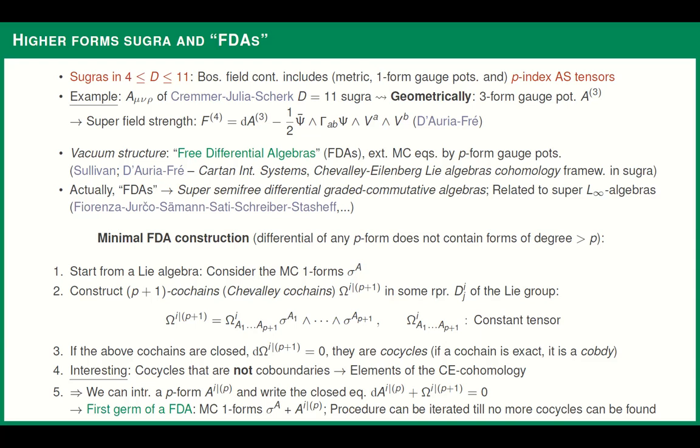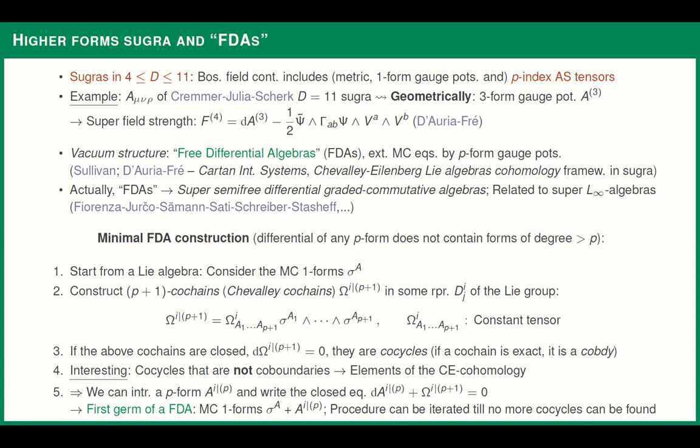We start from an algebra, and we consider Maurer-Cartan forms fulfilling the Maurer-Cartan equations. Then we construct (p+1)-cochains, Chevalley cochains, in some representation of the group, where this object here is a constant tensor. If these cochains are closed, so if their derivative is 0, then they are called cocycles. If a cochain is also exact, it is a coboundary, and we are particularly interested in those cocycles that are not coboundaries, because they are elements of the Chevalley-Eilenberg cohomology.